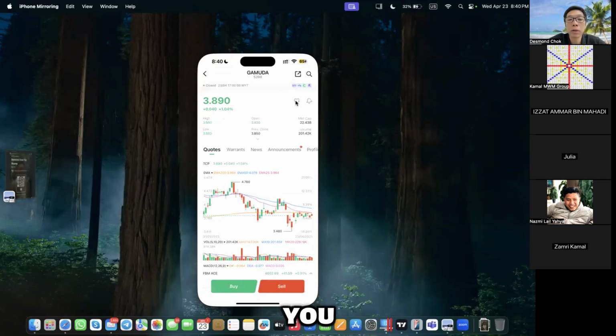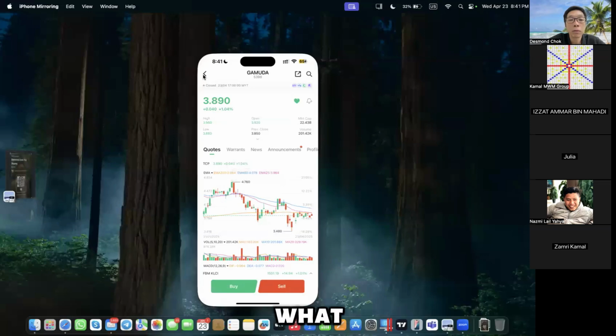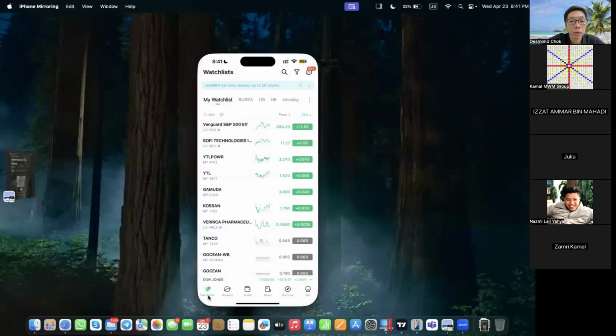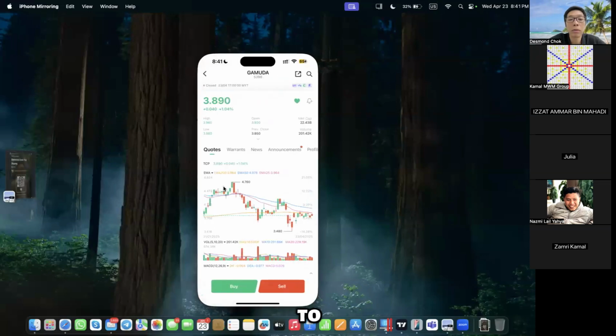You can see the love icon here. You click the love. You can add it into your normal watch list, or maybe you can create intraday or swing. So you can create your own portfolio of watch lists so that you can segregate your stocks. For this one, I just put in a general watch list, confirm. So you see Mudah is in the watch list already. If you want to delete Mudah from the watch list, you just unclick.